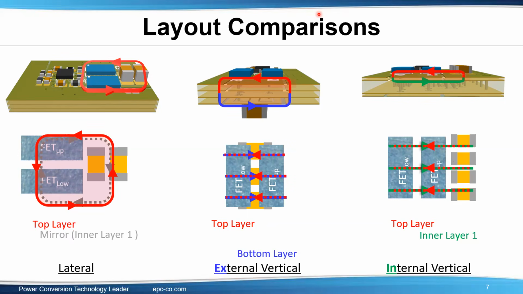So while we're talking about gate drive, there's a question for the gate drive. You mentioned it was returned to the inner layer. This implies a via. Why is this better than going to the source on the lower FET directly with no via?